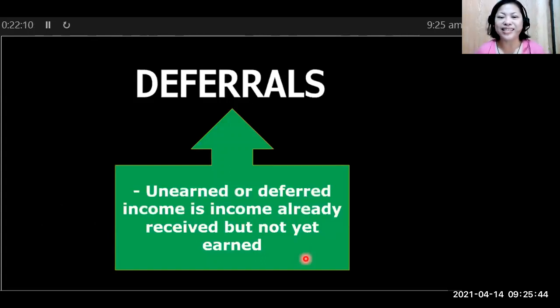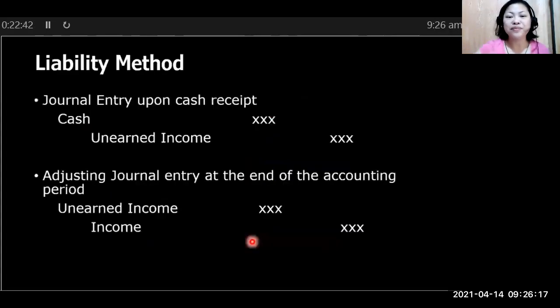So what are deferrals? Deferrals are unearned or deferred income. It is income already received but not yet earned. Remember our example a while ago? You receive advance payment for hotel accommodation, so you have already received the money, but the income is not yet earned because the service is not yet rendered. That is an example of a deferred or unearned income. So here are the accounts that are subjected to be adjusted.